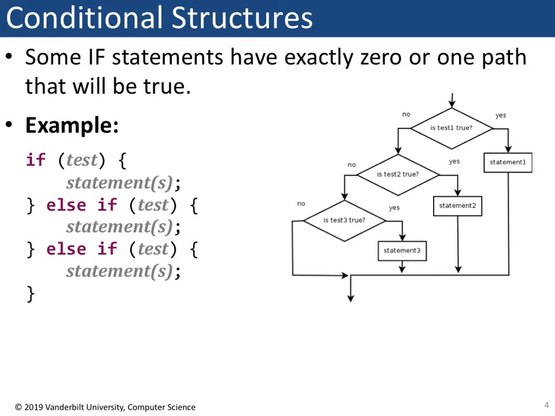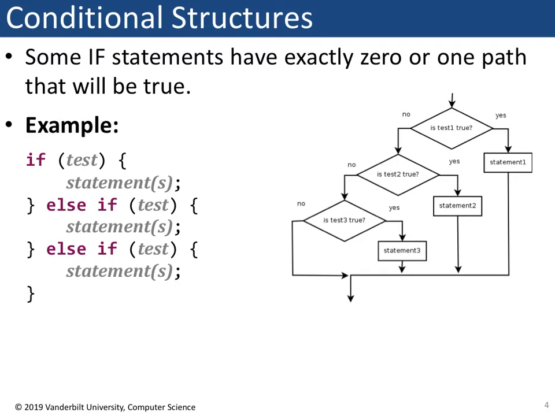If we were to remove the else statement at the end of the previous structure, we would wind up with an if structure which has exactly zero or one path, which will be true. So in this particular case, you can see that if the first test is true, then we have a set of actions to take. If not, we have a second test. If this test is true, then we have a set of actions to take. So forth, we have a third test. If this test is true, we have a set of actions to take. However, if all three tests fail, then we take no actions and move forward.